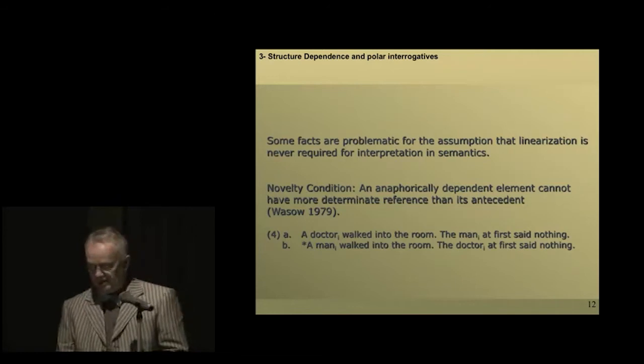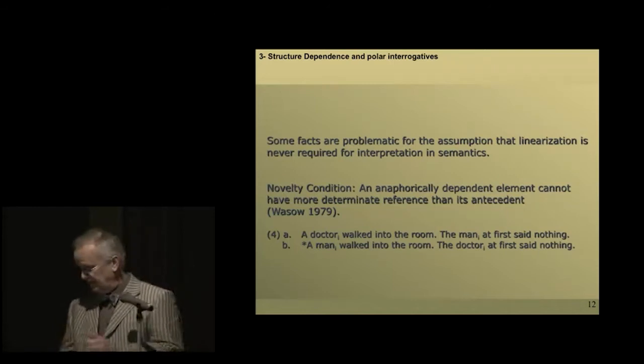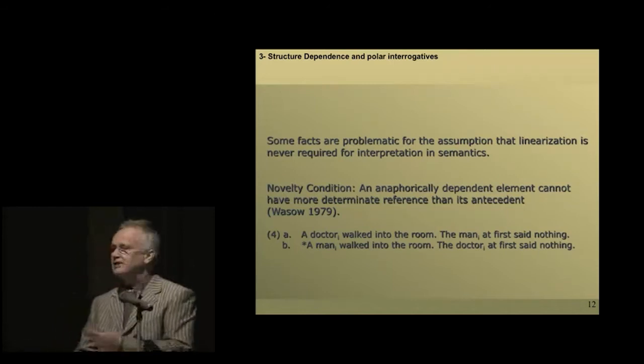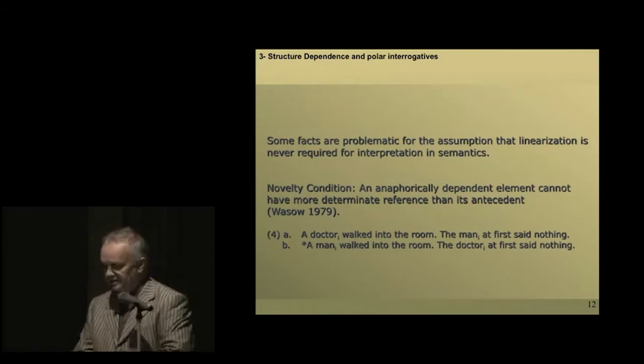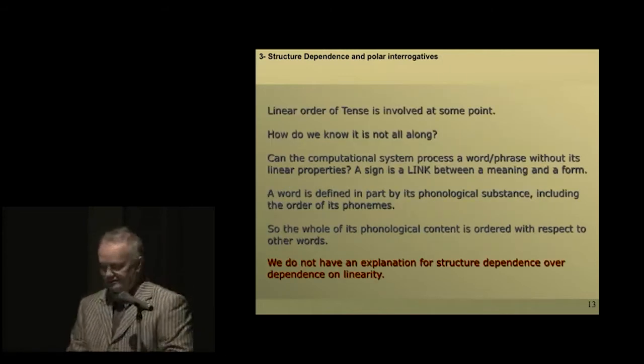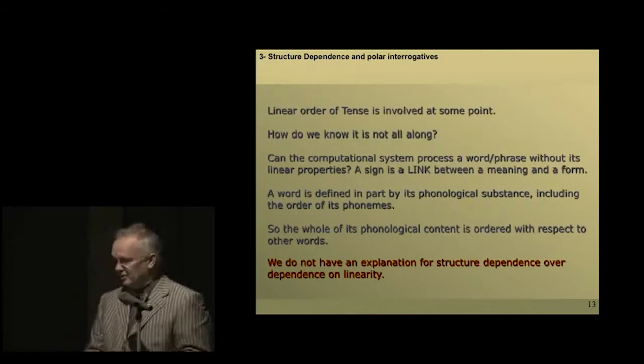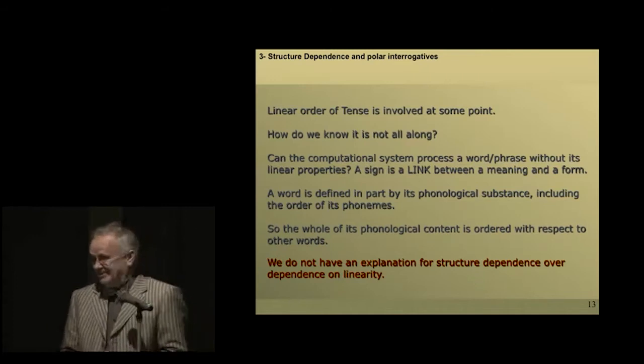So, for example, you can say naturally in English, a doctor walked into the room, the man at first said nothing. It's very odd, on the other hand, to say a man walked into the room, the doctor at first said nothing, meaning the doctor is the man. And sentences of that type, many examples are found in Wasow. So right there seems to be something going on in linearization. Linear order of tense is involved at some point.